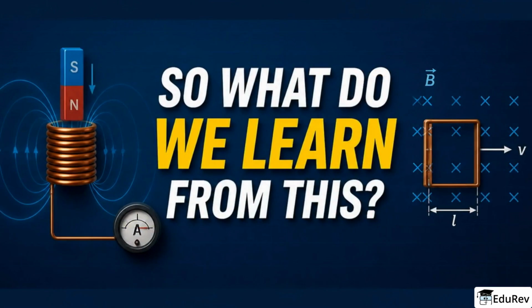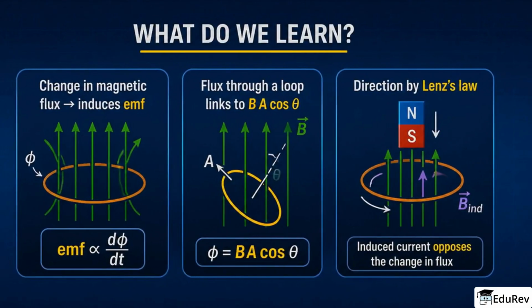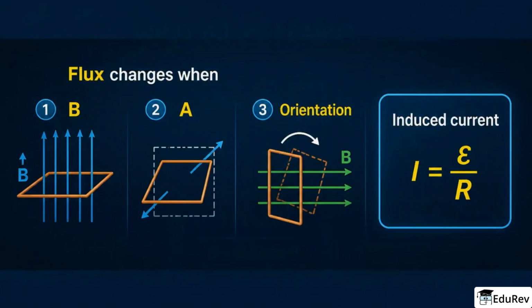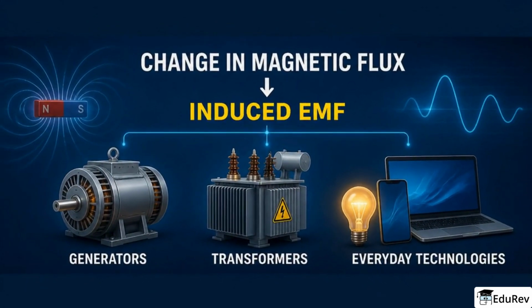So what do we learn from this? We learn that any change in magnetic flux through a loop gives an EMF, that the formula links flux to BA cosine theta, and Lenz's law. Let us quickly remember, flux changes when B, A, or the orientation changes, and induced current equals EMF divided by resistance. Electromagnetic induction led to generators, transformers, and many technologies we use every day.